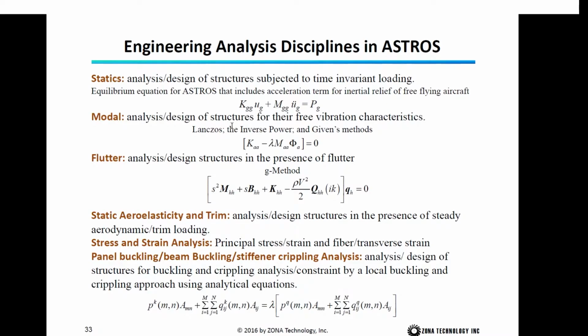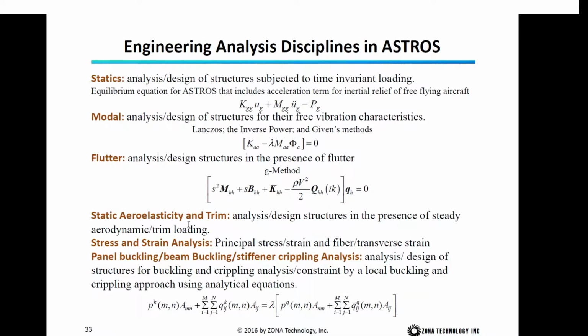For modal analysis, ASTROS uses Lanczos, inverse power, and Givens methods to solve this eigenvalue problem. For flutter analysis, it uses the g method to solve this flutter equation, where S is the Laplace variable, MHH is the generalized mass, BHH is the generalized damping, KHH is the generalized stiffness matrix, and QHH is the generalized aerodynamic forces.